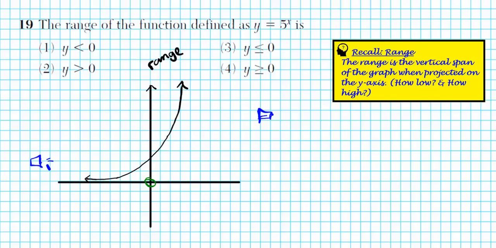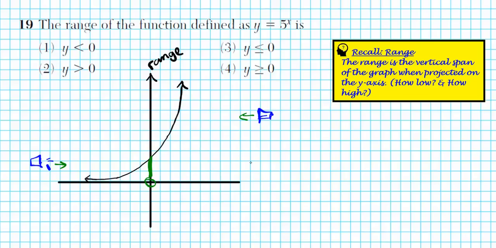So the projection goes right here. That's the shadow of the graph projected on the y-axis. Now, if I project from this direction, can you see what the shadow looks like? Let me extend my y-axis so you can clearly see what's going on here. So we're casting a shadow of the graph on the y-axis to get an idea as to what the range is going to look like.